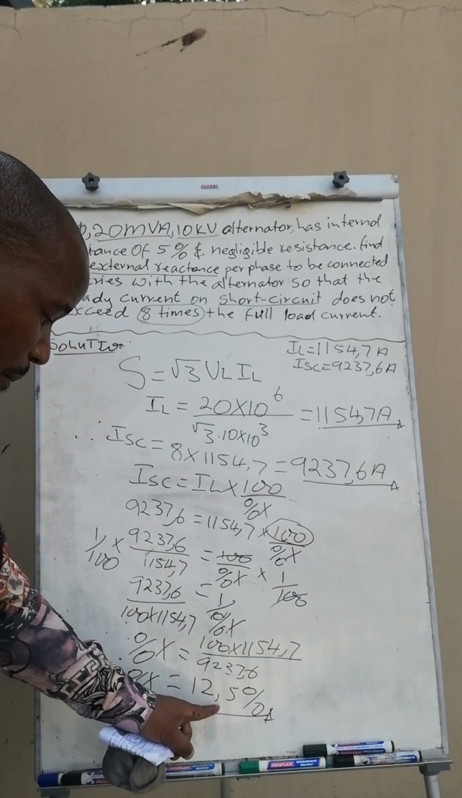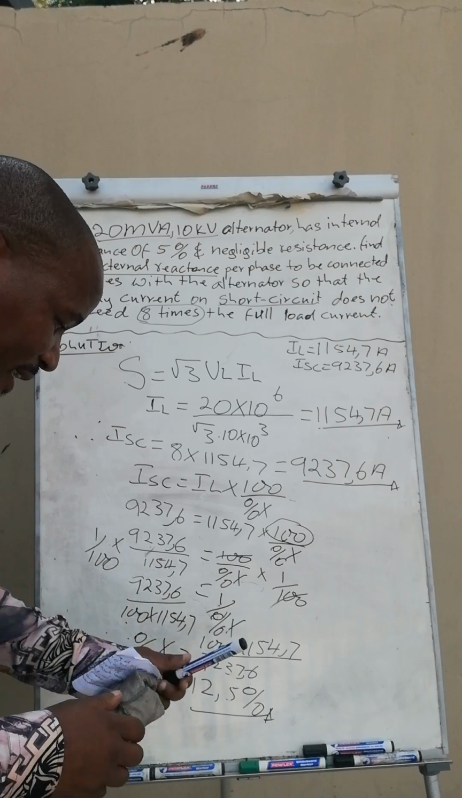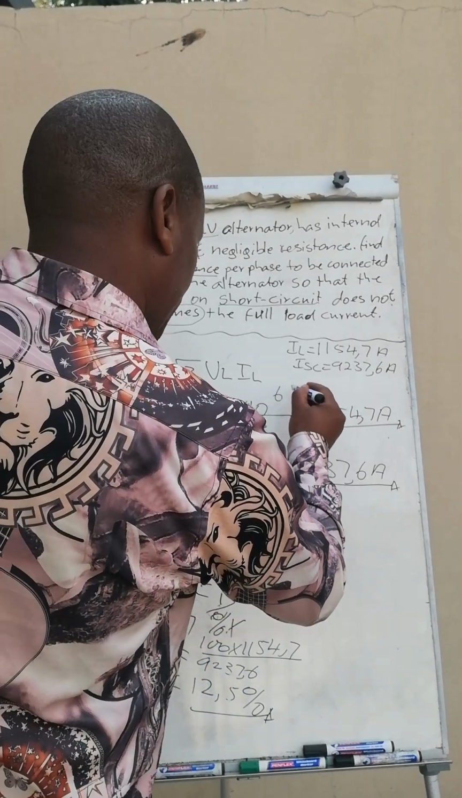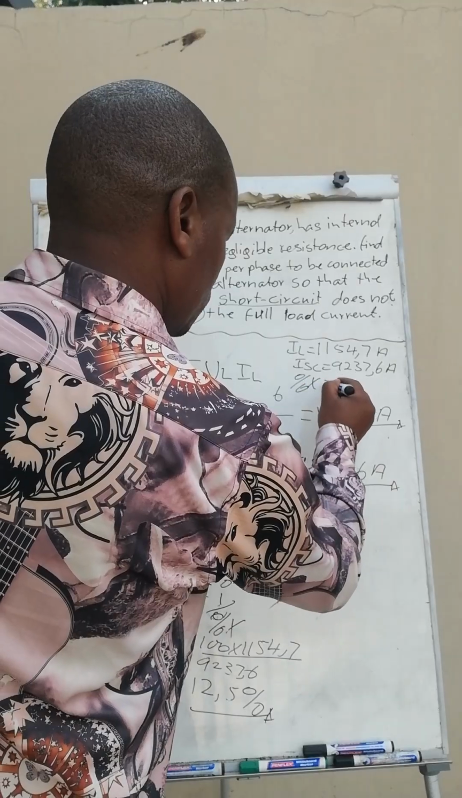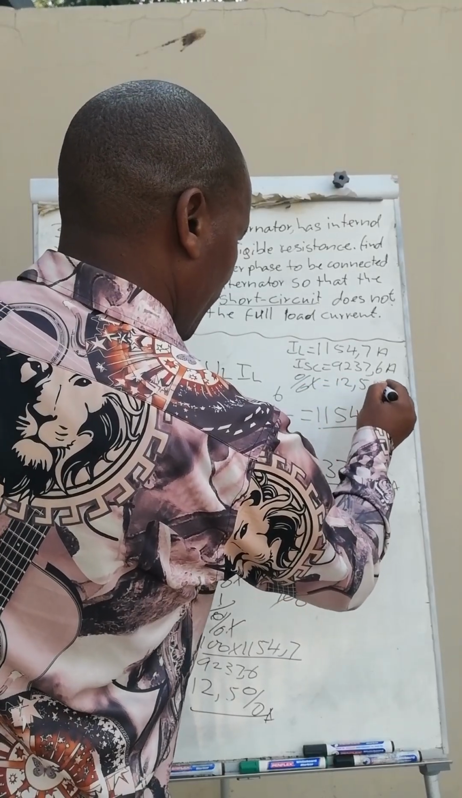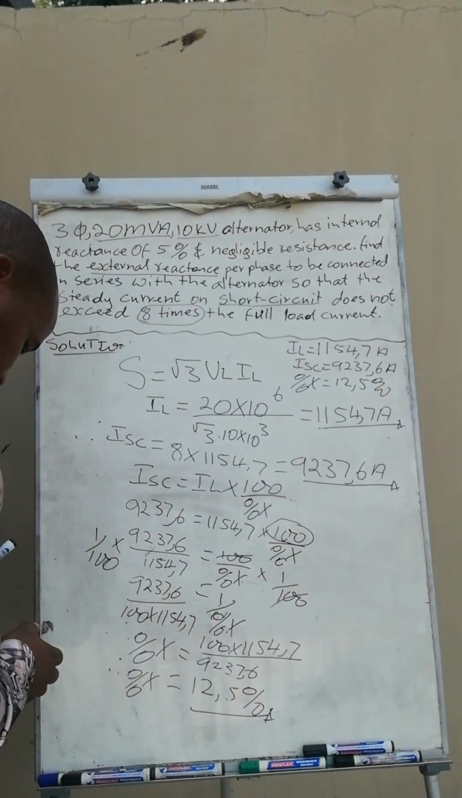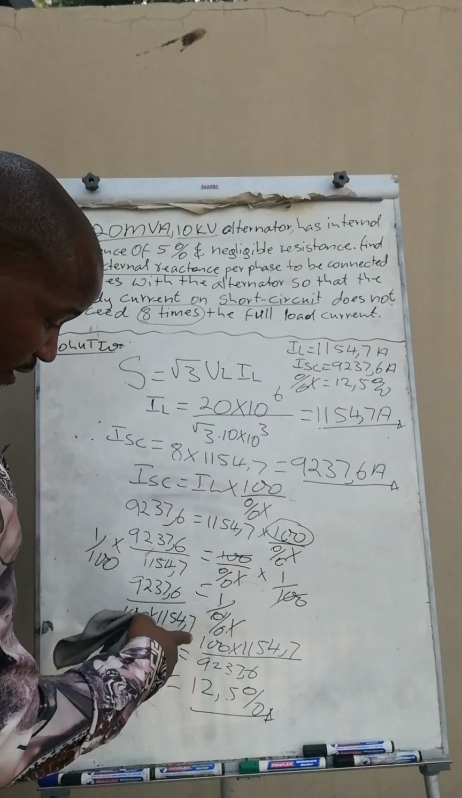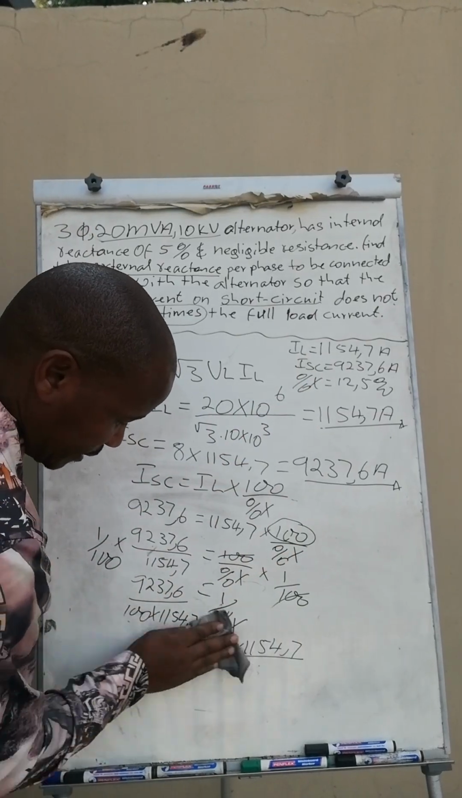We've got 12.5% reactance. Percentage x is equal to 12.5% rather. Sorry. Gentlemen, allow me to erase. I've got that. I've got this. Okay, right.